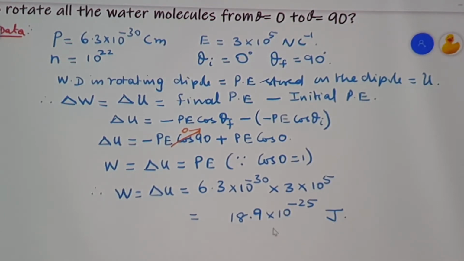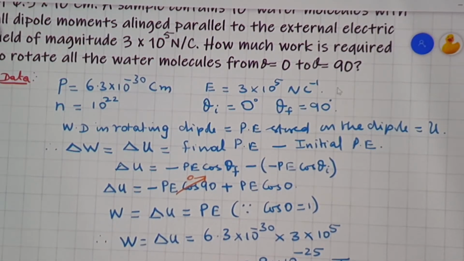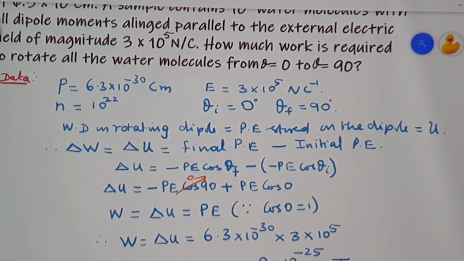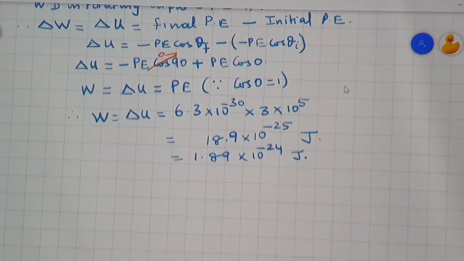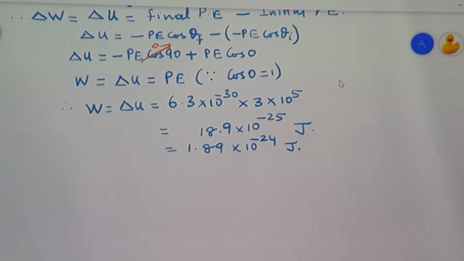At the same time, I can write this in scientific manner as 1.89 into 10 to the power of minus 24 joule. This is the work done on a single water molecule. But what is asked is, how much work is required to rotate all the water molecules? So I have to calculate the total work done in order to rotate all the molecules.